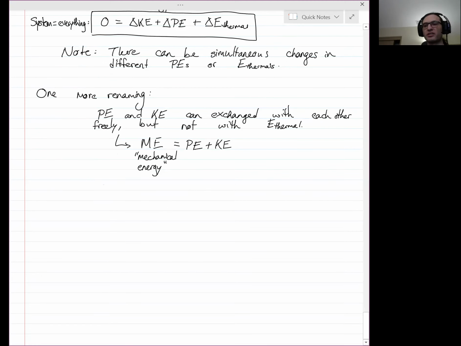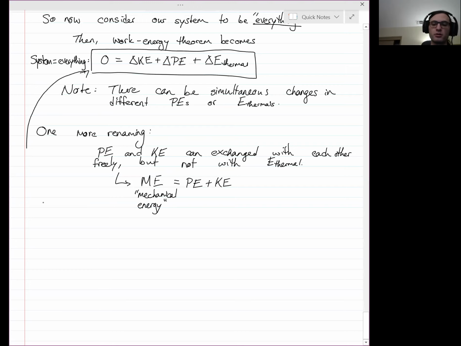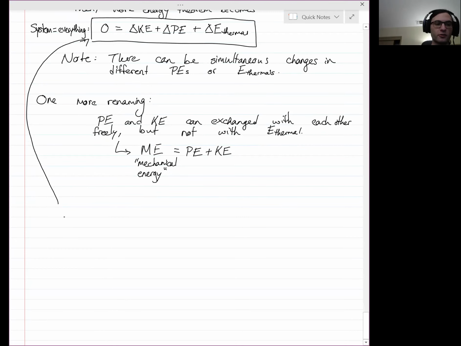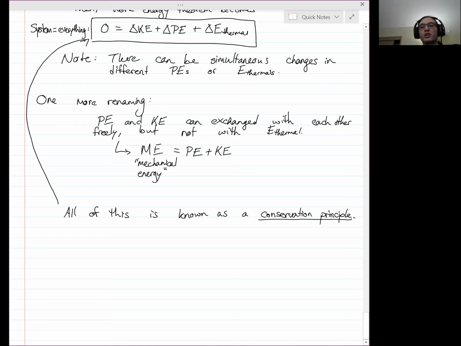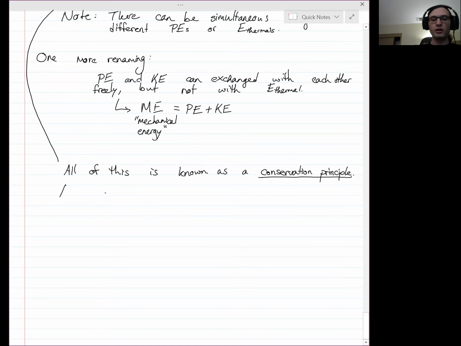So all of this business that we've been talking about, in particular this formula up here, is known as a conservation principle. When I say conservation, it's very closely related to the meaning of the word conservation when you're talking about animal conservation. The idea here is that a conserved quantity, and perhaps this is obvious, is a quantity that doesn't change over time.